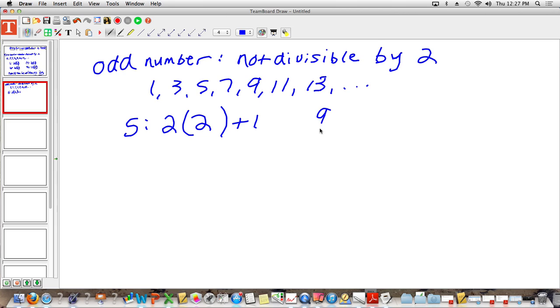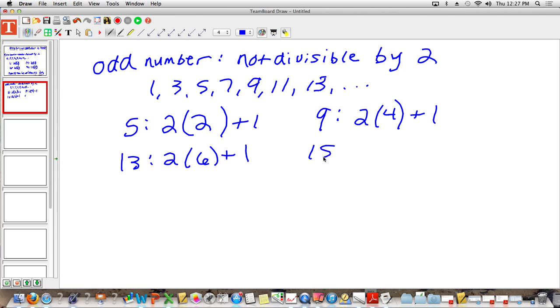What about 9? How can I write 9 so it looks like this one? 4 and 1. 2 times 4 plus 1. What about 13? 2 times 6 plus 1. I'm going to do one more. 15. 2 times what? 7 plus 1.